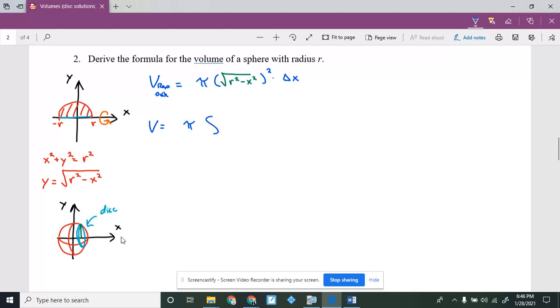I want to start at negative r and I want to end at r. So negative r to r, right? If I square the radical, it's going away. So I'm just going to get right to it and write this. And then, of course, it's dx.